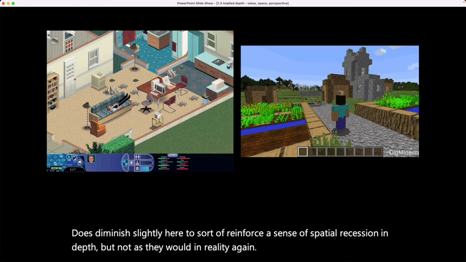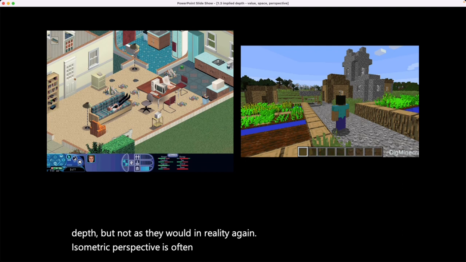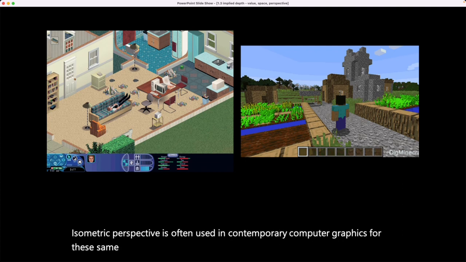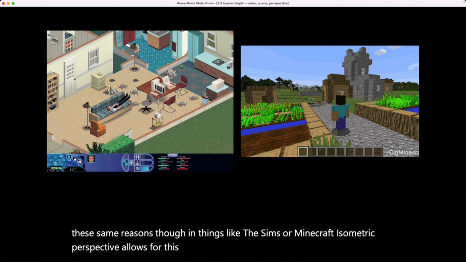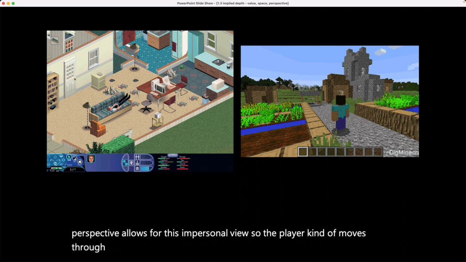Isometric perspective is often used in contemporary computer graphics for these same reasons, though. In things like The Sims or Minecraft, isometric perspective allows for this impersonal view, so the player kind of moves through the space as if they really were the character.